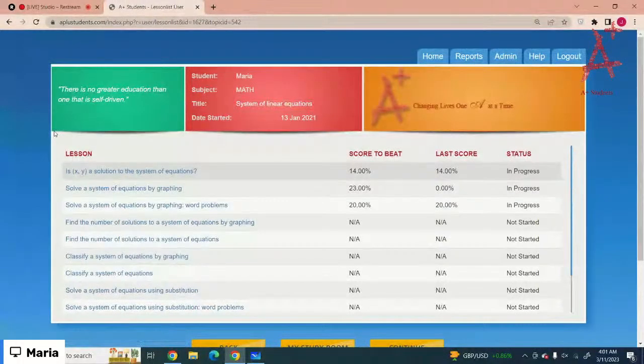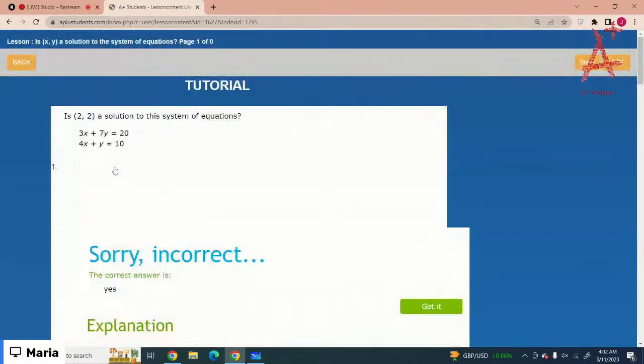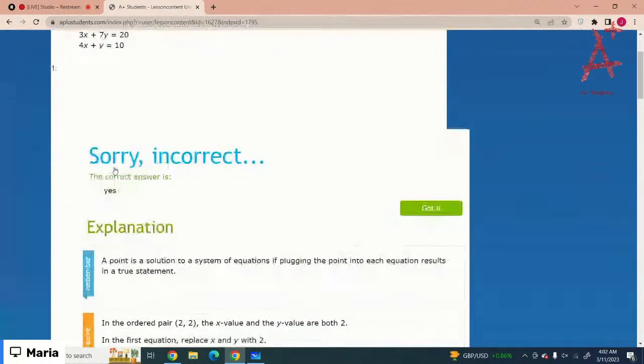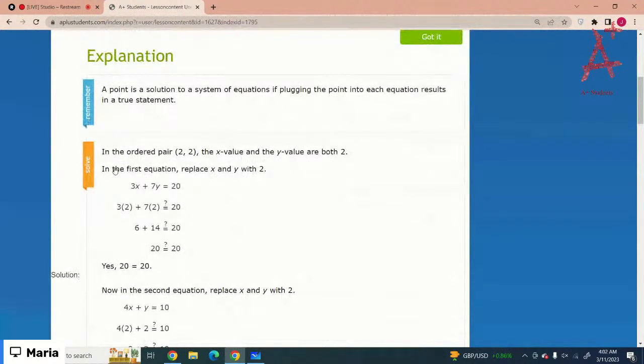So here I am on grade 8 maths. The chapter is systems of linear equations. I'm going to start with the first lesson, is (x, y) a solution to the system of equations. Okay, the first one is: is (2, 2) a solution of the system of equations? You are given a system of equations, and you need to see if the given value is the solution of the equations. A point is a solution to a system of equations if plugging the point into each equation results in a true statement. That means if you put the ordered pair (2, 2) in both the equations and both answers are true, then yes, the point is the solution of the system.